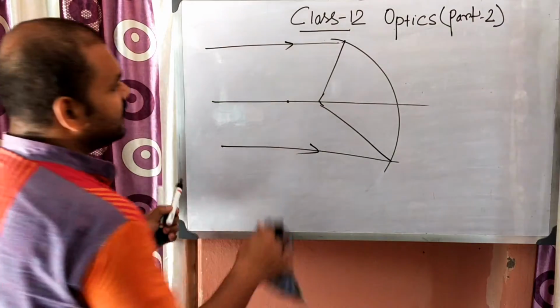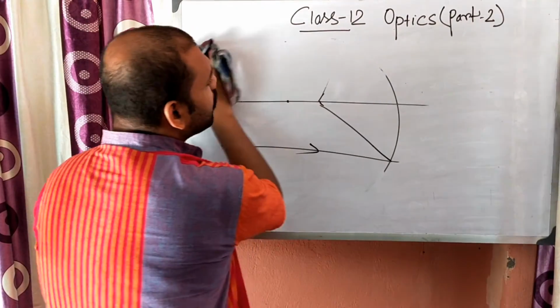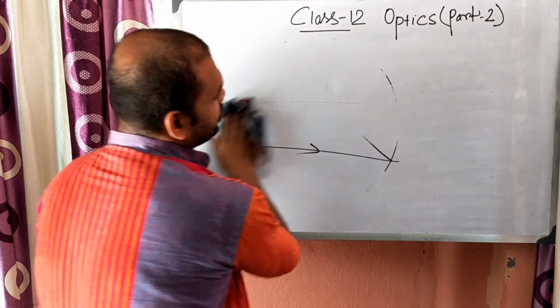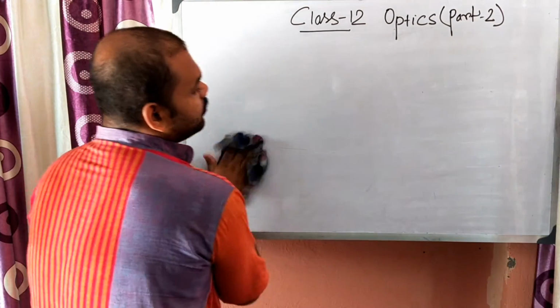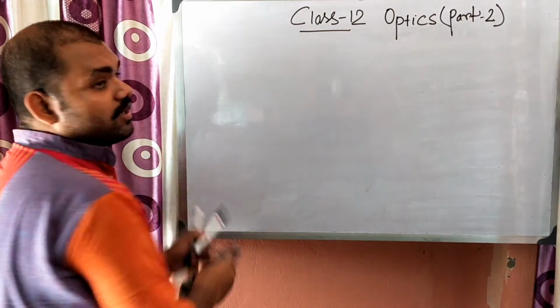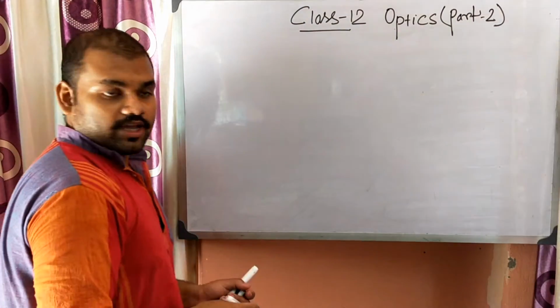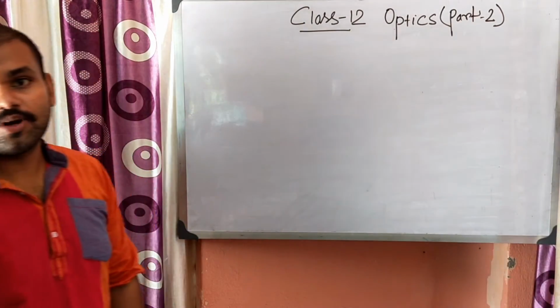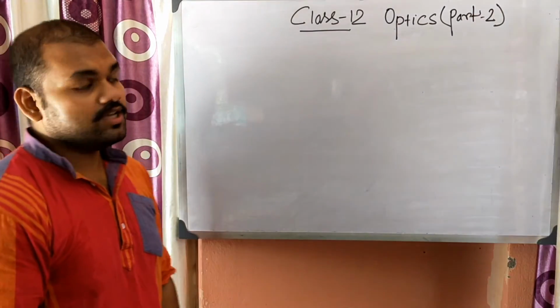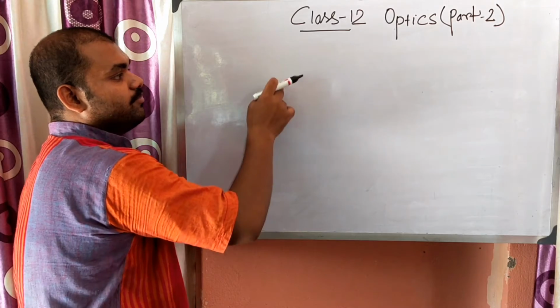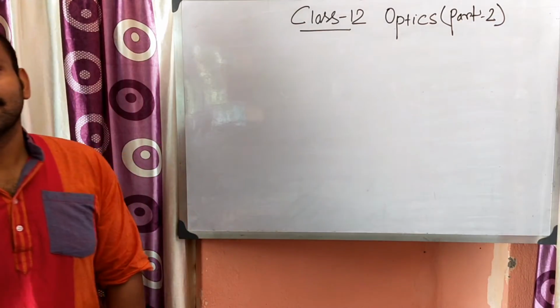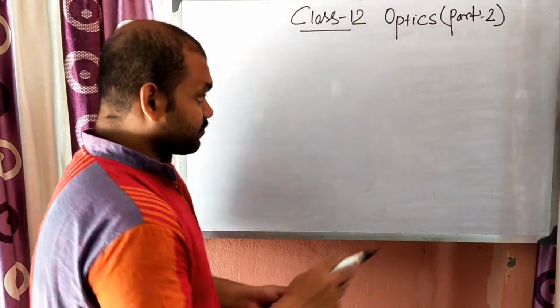And how can you rectify this spherical aberration in the case of a mirror? You need to use a parabolic mirror. Because we know that in the case of a parabola there is a focus, so all the rays after reflecting will meet at a particular point, that is the focus.